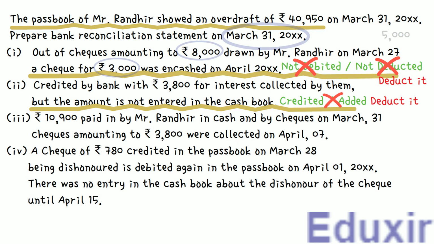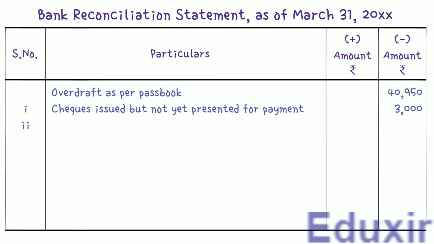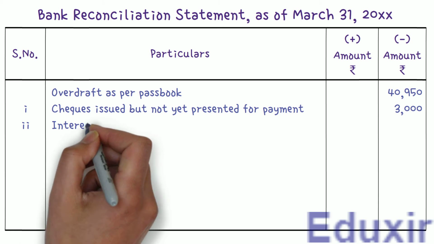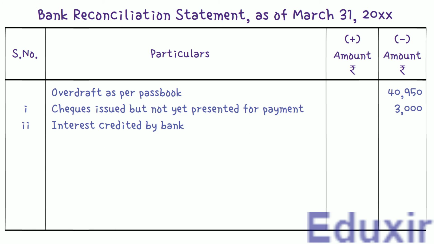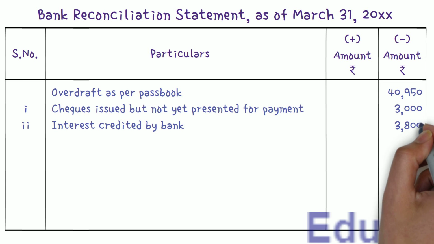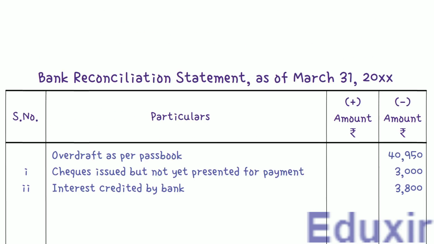With this analysis at our disposal, let us now proceed with the recording of these details into the bank reconciliation statement. Let us first write the serial number. Let us then write the particulars as interest credited by bank. Let us then write this amount of 3,800 rupees in the minus amount column. That completes the recording of these details into the bank reconciliation statement. Let us now take up the next details.